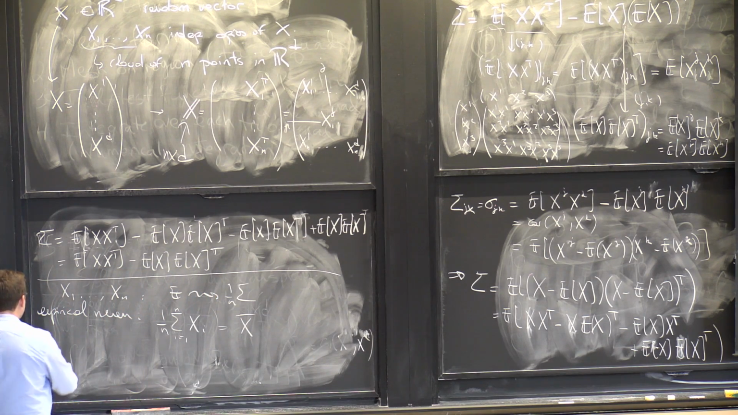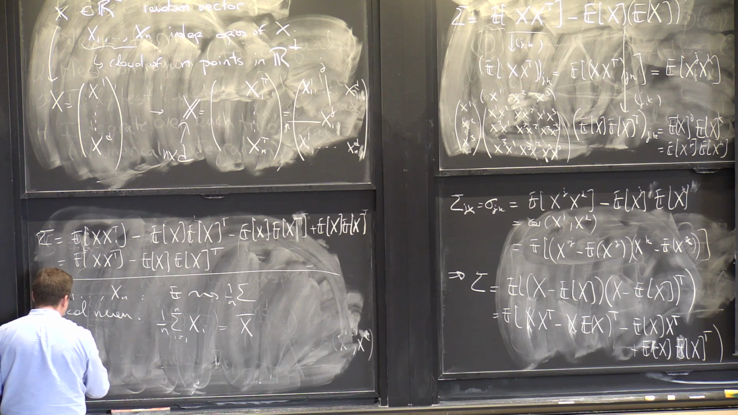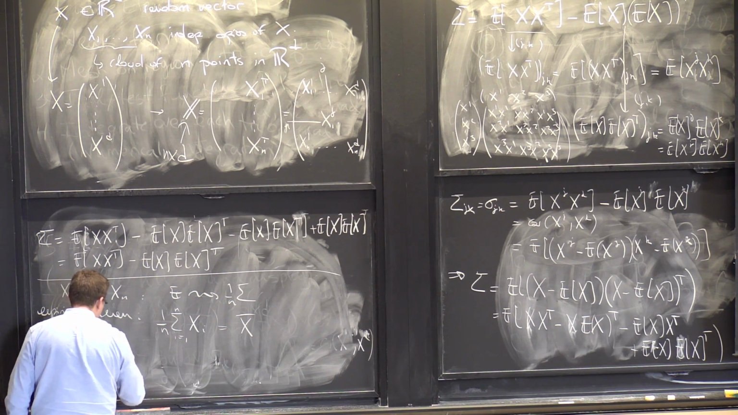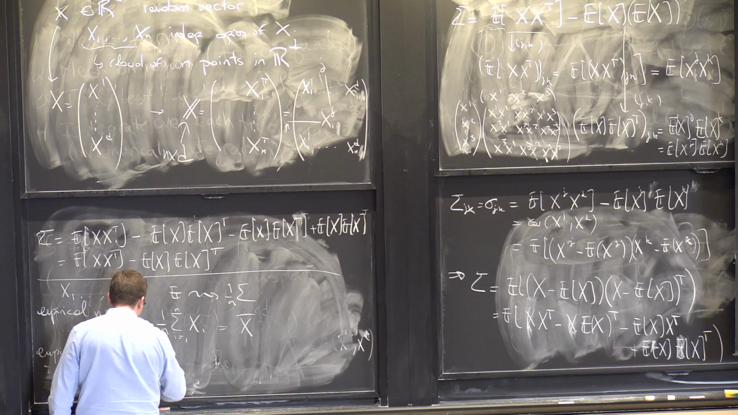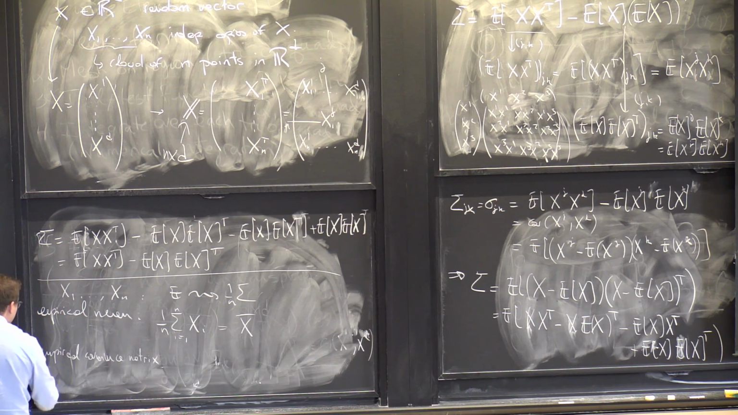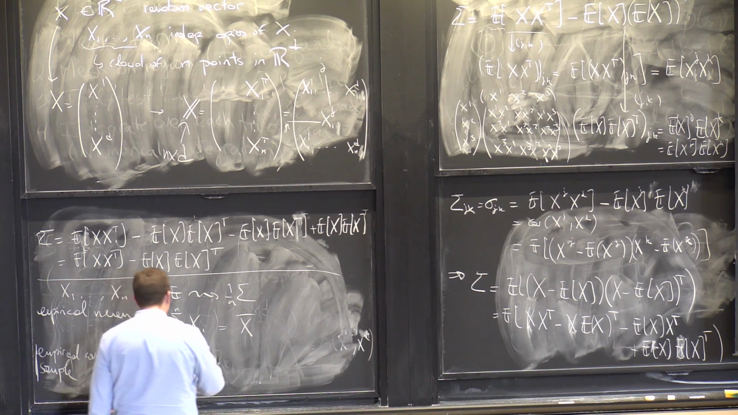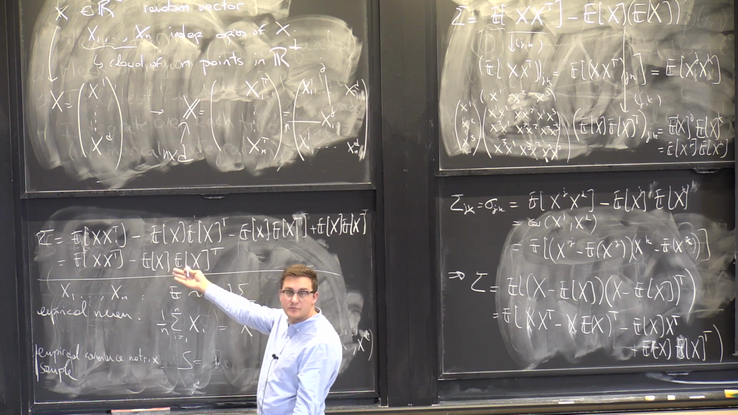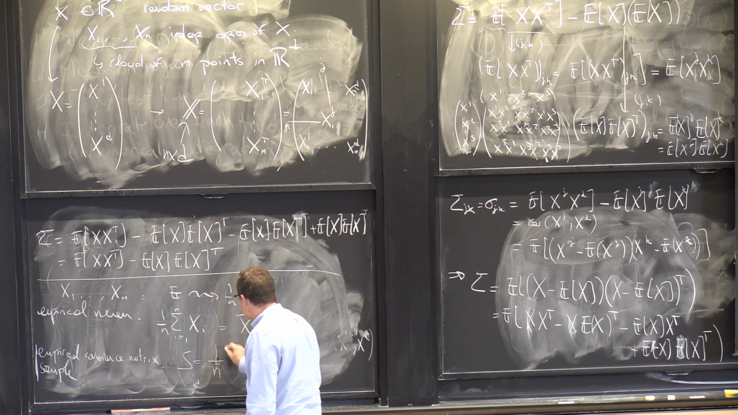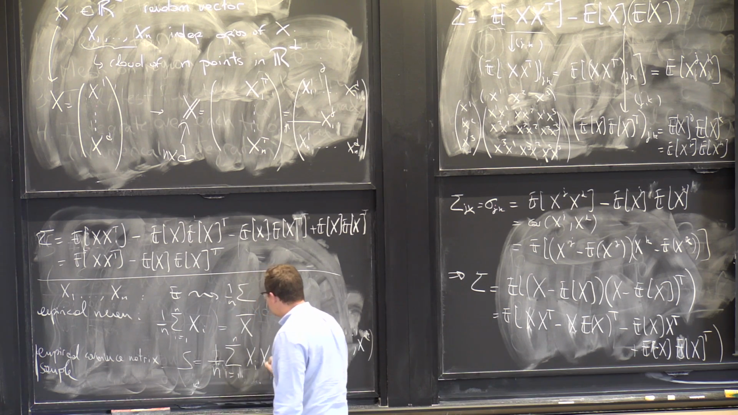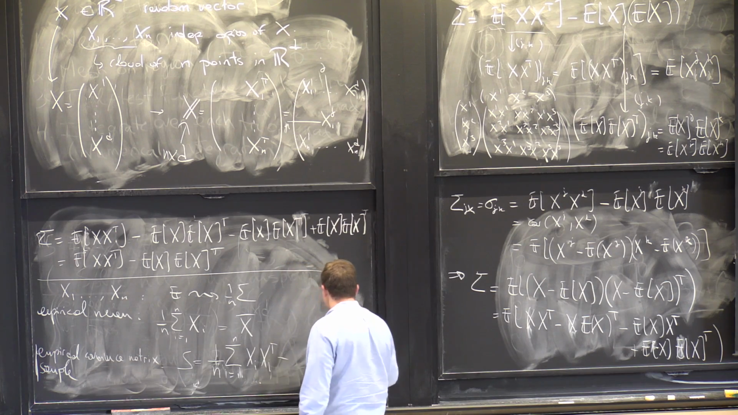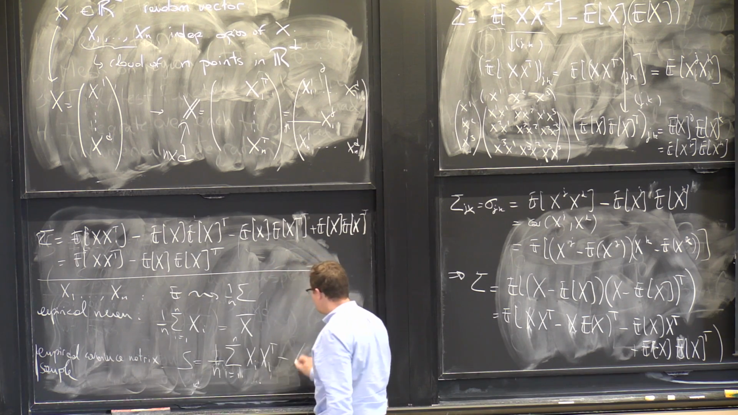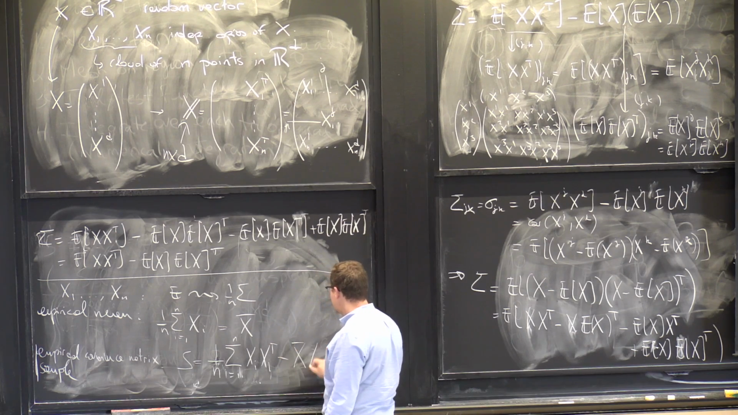And the empirical covariance matrix, often called the sample covariance matrix, hence the notation S. Well, this is my covariance matrix, right? Let's just replace the expectations by averages: 1 over n, sum from i equals 1 to n of xi xi transpose, minus, where I had an expectation of x, I will replace it by the average, which I just called x bar, times x bar transpose.